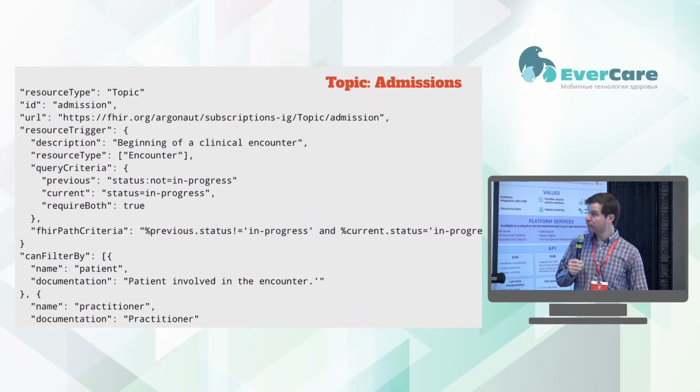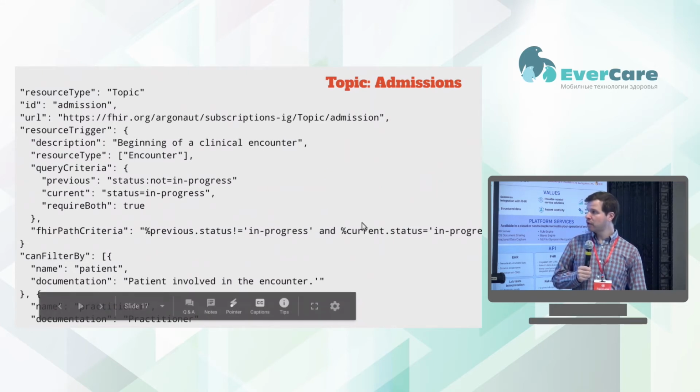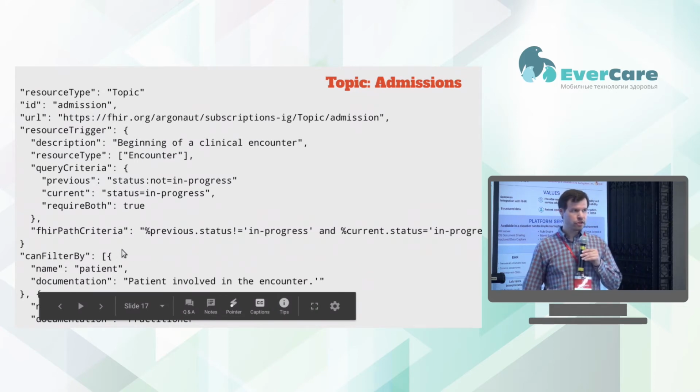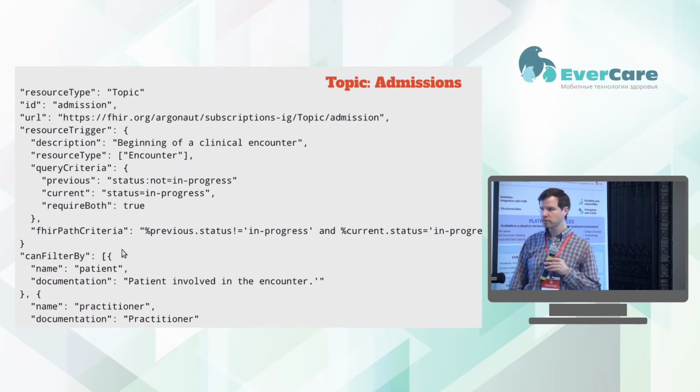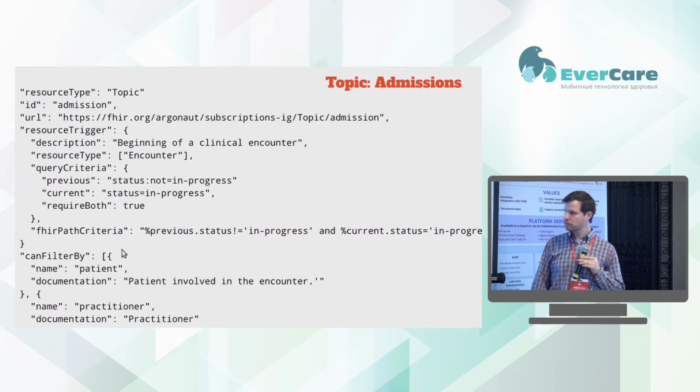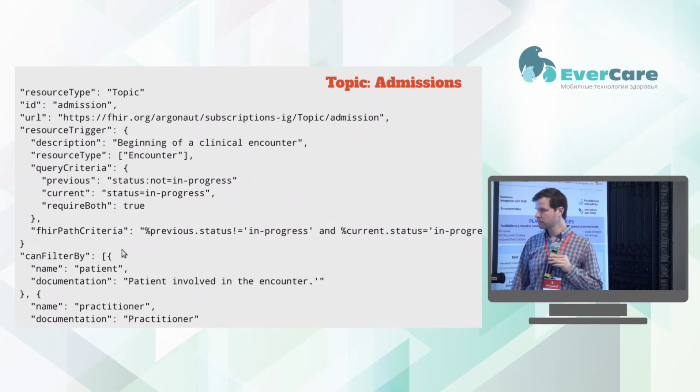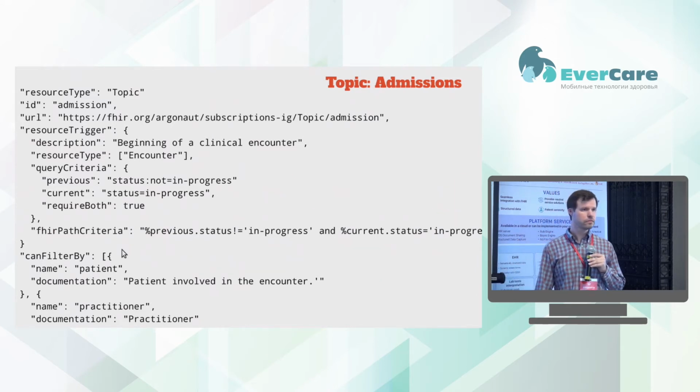The other really critical thing that this topic needs to do is define a list of properties that clients can use to filter the results. И вторая часть, которая должна быть в топике, это параметры, атрибуты, которые клиент может использовать для того, чтобы фильтровать результаты.